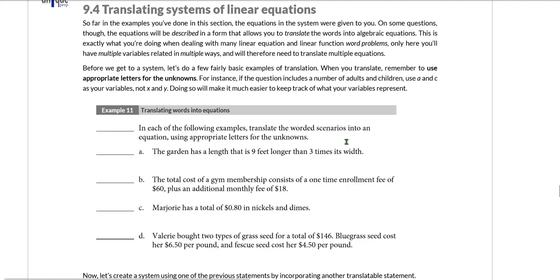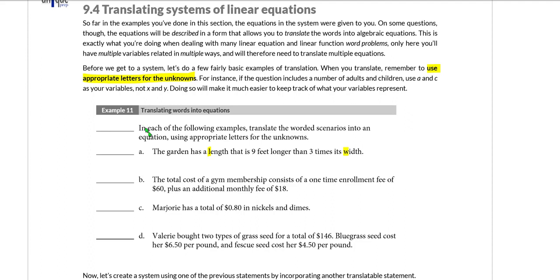What we are going to do in example 11 is start just by translating some of these words into equations. When we do this, we do want to use appropriate letters for the unknowns. So when they tell us about a length and a width, we should be using L and W, not necessarily X and Y. L and W will be much easier to keep track of. So in examples 11a through d, you might want to do these on your own. Pause the video.